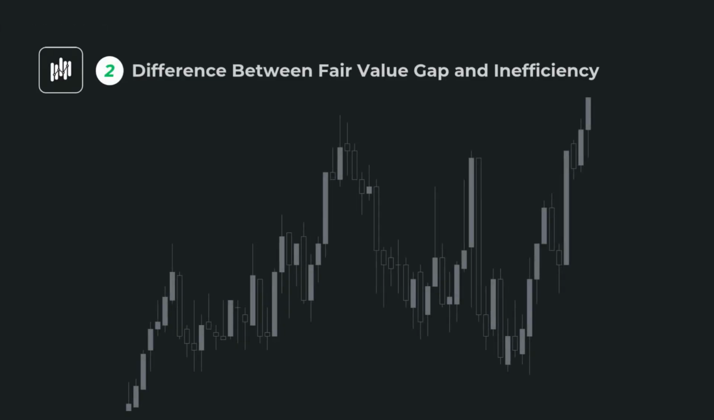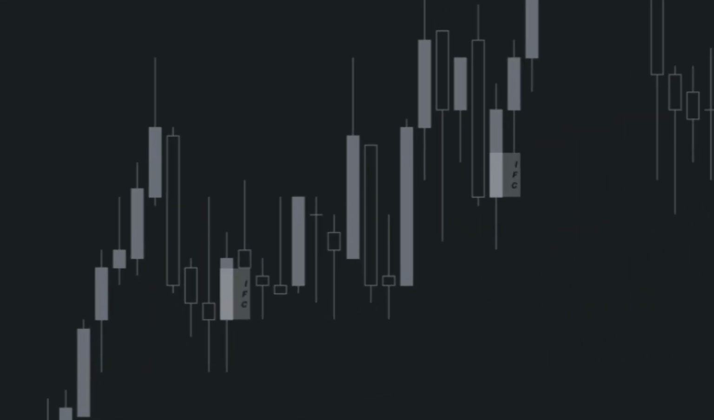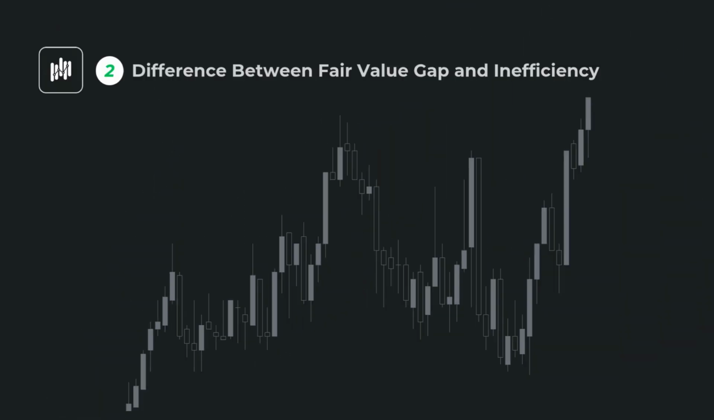Section 2. Difference between fair value gap and inefficiency. At first glance, fair value gap and inefficiency look similar, but they're slightly different. A fair value gap forms when there is no overlap between candle bodies, while inefficiency refers to any area where price moved too quickly and didn't fully balance. So every fair value gap is an inefficiency, but not every inefficiency is a fair value gap. Understanding this difference helps you find more valid order blocks, because sometimes market makers use smaller inefficiencies for reversals.